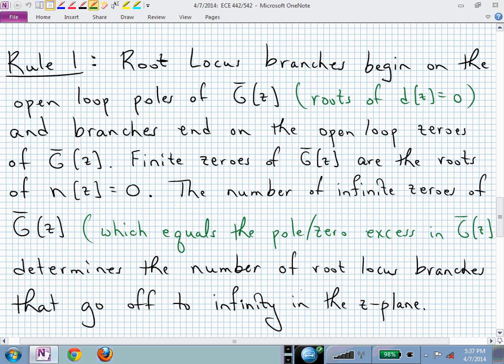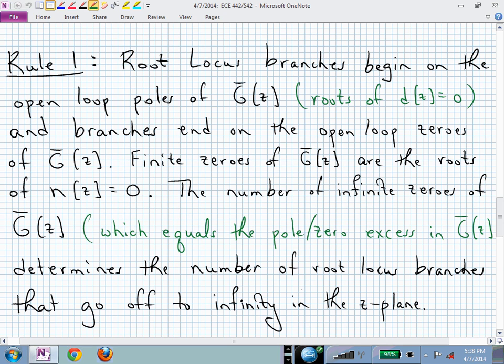The X's are the roots of D of Z, and the O's are the roots of N of Z equal to 0. We're going to have branches of our root locus equal to the number of open loop poles we have in G bar. So if we have 5 poles, we're going to have 5 branches of our root locus.